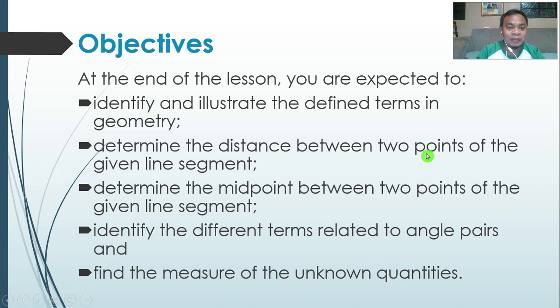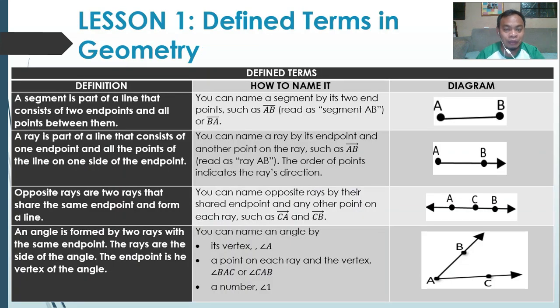And our objectives, at the end of the lesson, the students are expected to identify and illustrate the defined terms in geometry, determine the distance between 2 points of the given line segment, determine the midpoint between 2 points of the given line segment, identify the different terms related to angle pairs, and find the measure of the unknown quantities. So that's our objectives. And for our lesson 1, we have here defined terms in geometry.